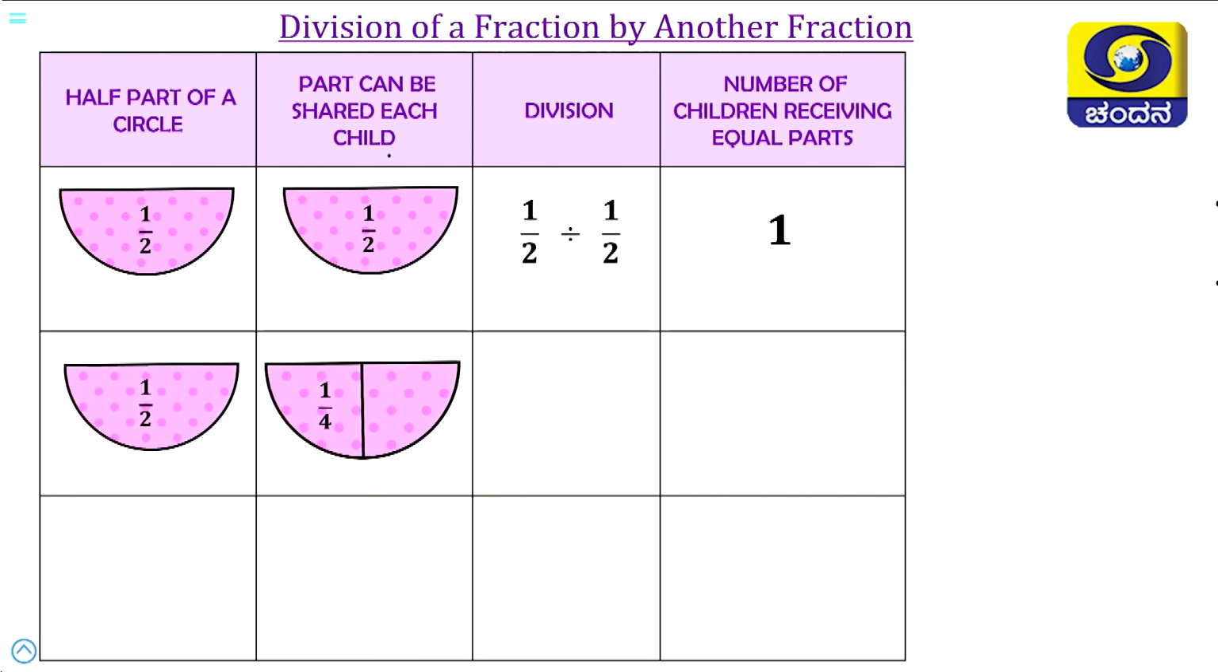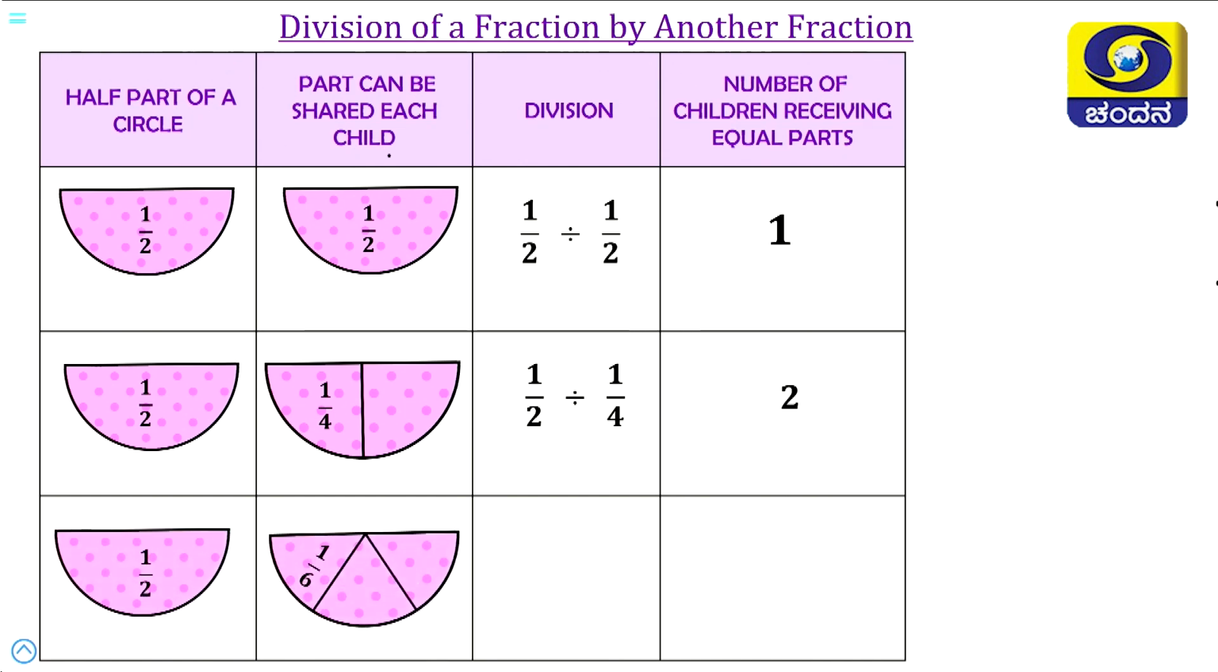If we share 1 by 4 part to each child, then how many children will get a quarter part equally? 2 children will get a quarter. Similarly, if 1 by 6 part is shared equally, then 3 children will get 1 by 6 part equally. By this observation, we got the results.